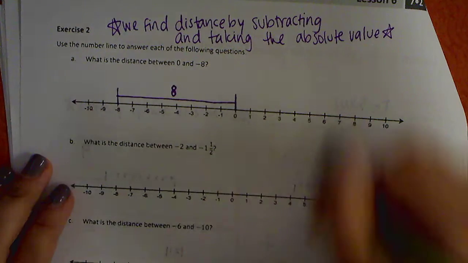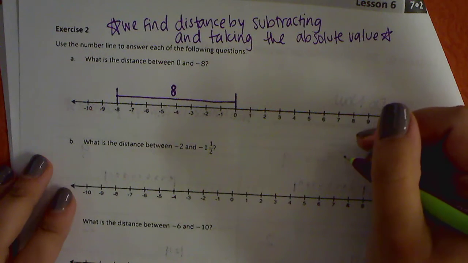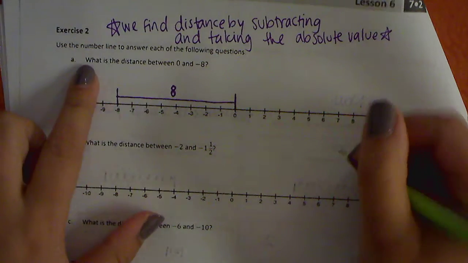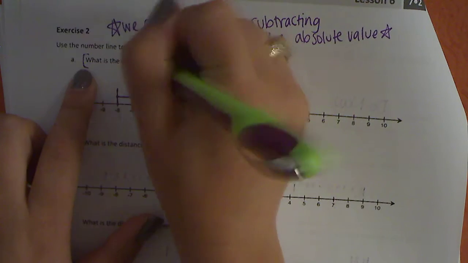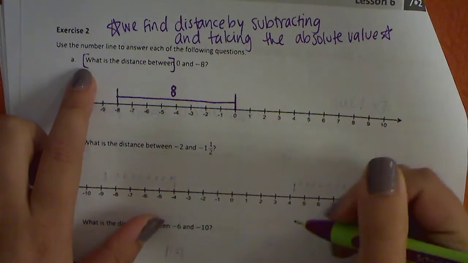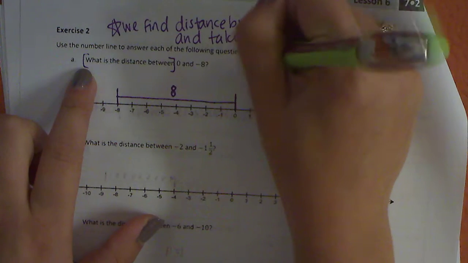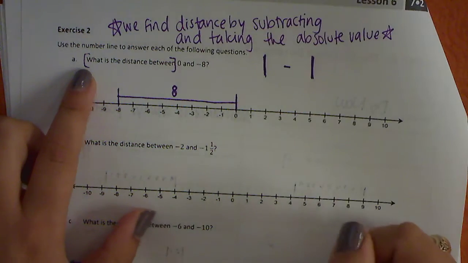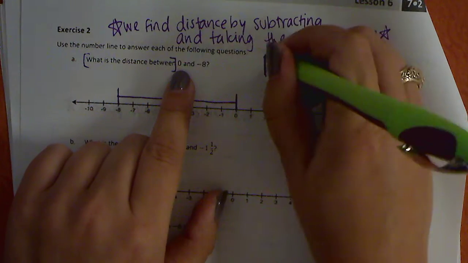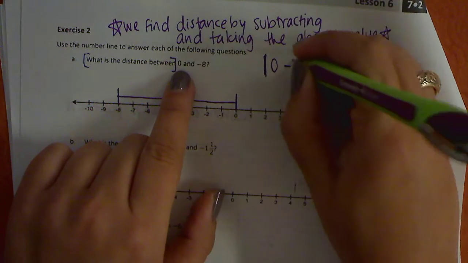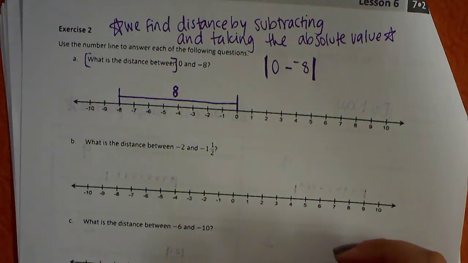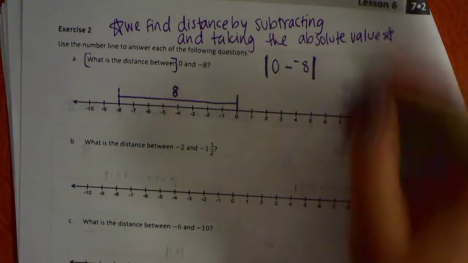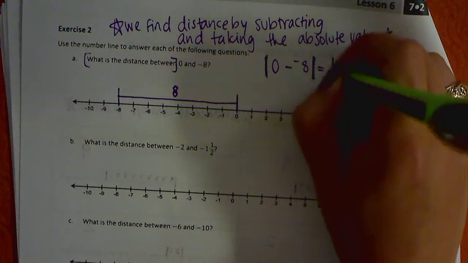I'm going to write how I would do this using math by subtracting and taking the absolute value. So when I see the words, what is the distance between, that tells me absolute value and subtract. Between 0 and negative 8. That's how I'll start every problem. Then I'll simplify.